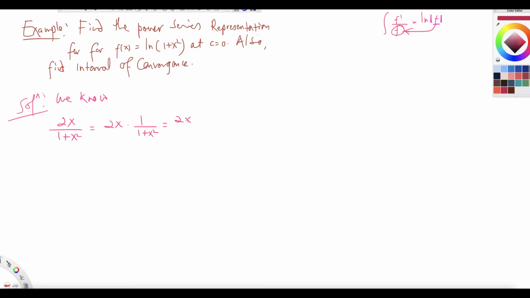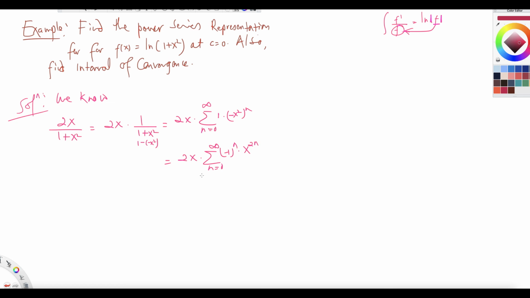And this can be written as 2x, and then the power series representation for 1 over 1 plus x squared, n equals 0 to infinity. This is like 1 minus minus x squared. You can write it like that, right? So a is just 1, and then you can write that as negative x squared to the n. That's what I get. So that can be written as 2x times the summation n equals 0 to infinity of -1 to the n times x to the 2n.